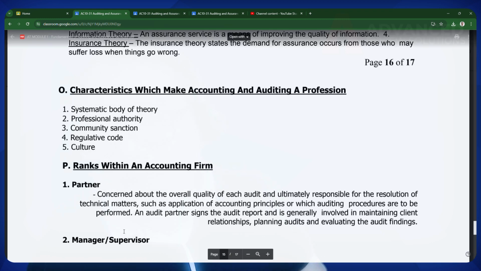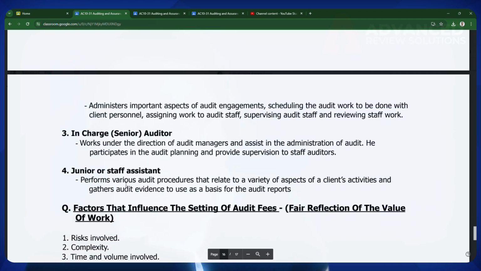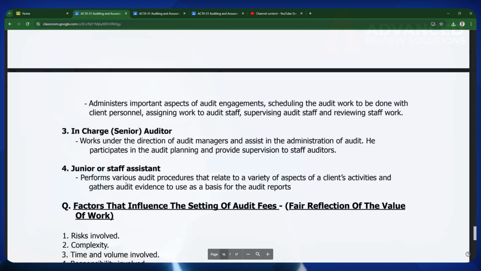Ranks within an accounting firm. So, who are there? Of course, the partner, the big boss, concerned about the overall quality of each audit, and ultimately responsible for the resolution of a subject matter. We have also the manager and supervisor, who administer the important aspects of the audit engagement. Then you have the senior auditor in charge, who works under the direction of audit managers and assists in the administration of the audit.